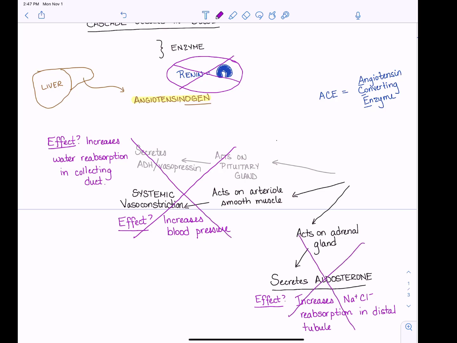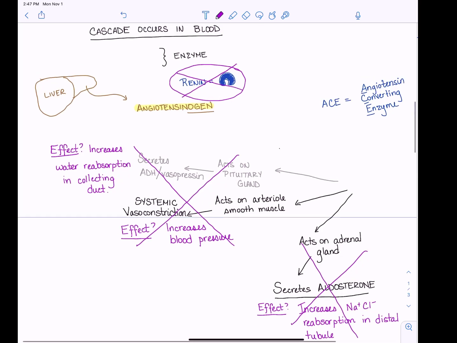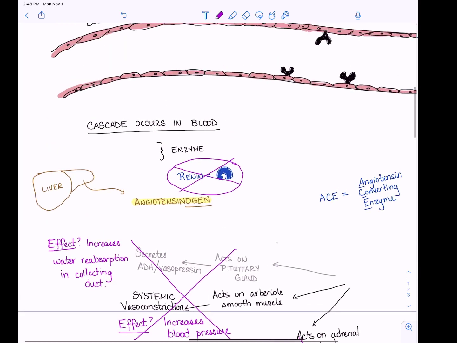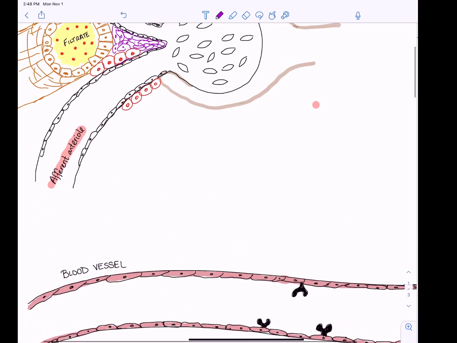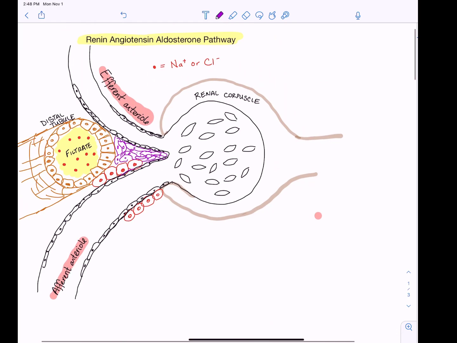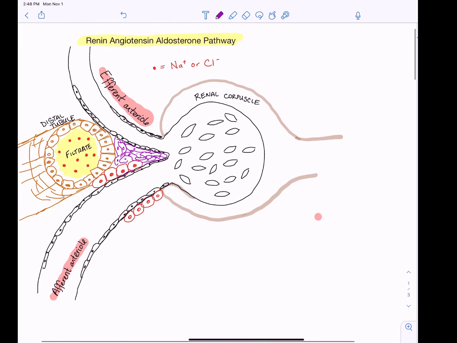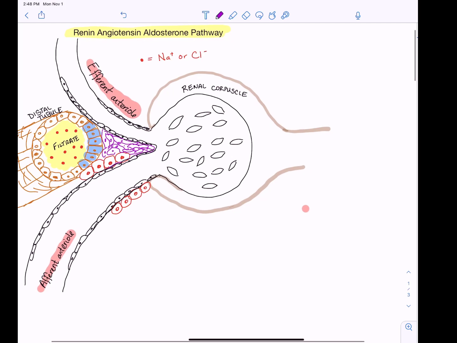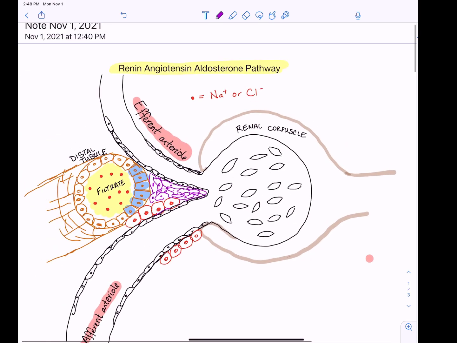So the follow-up question then is, what determines whether or not renin is in the blood? To answer that, let's go back to the juxtaglomerular apparatus. There are specialized cells in the distal tubule that I am coloring in blue. Those specialized cells sense how much sodium and chloride is in the filtrate at this point. So they actually have channel proteins for sodium and chloride, and they sense how much sodium and chloride comes through.